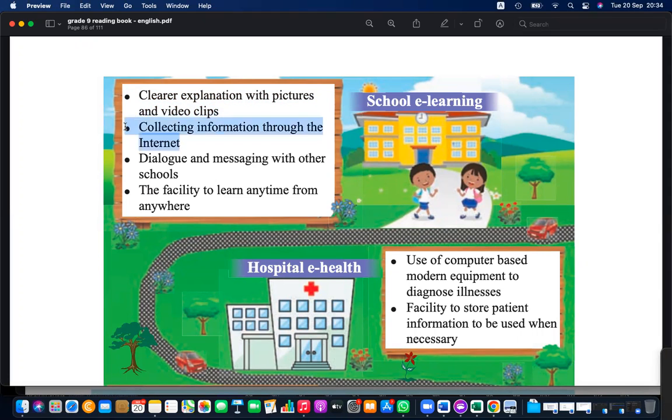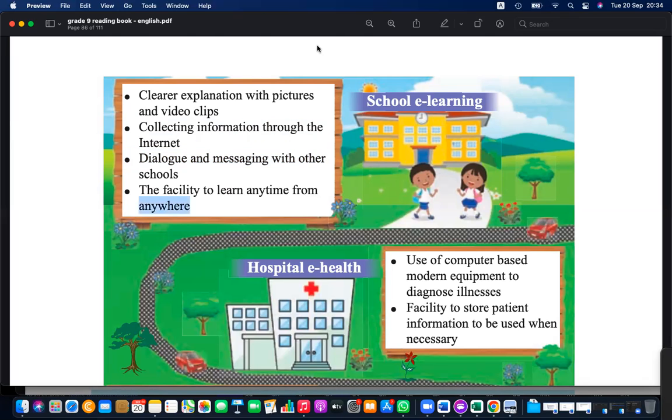Collecting information from the internet. I think you know these, these are easy, right? Sending messages, receiving messages with other schools using the internet. Yes, you can do that using technology.